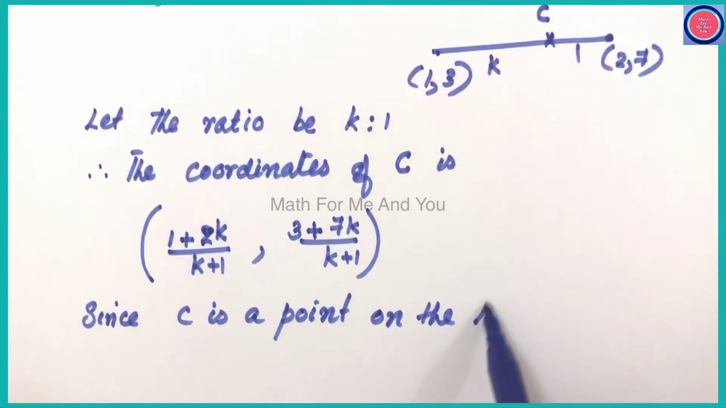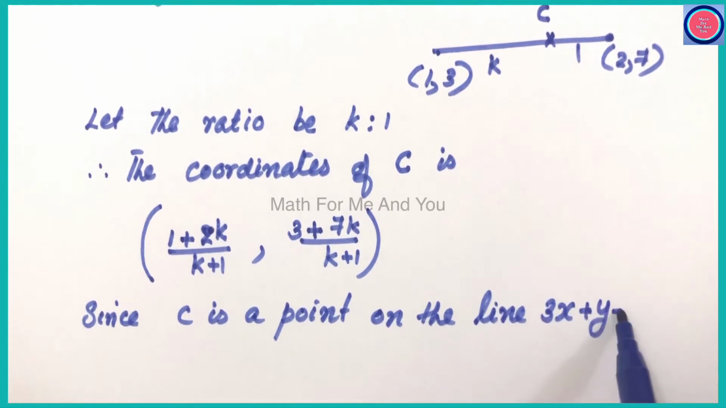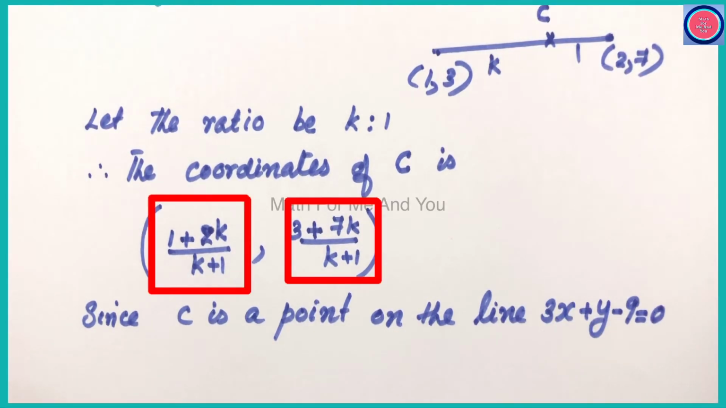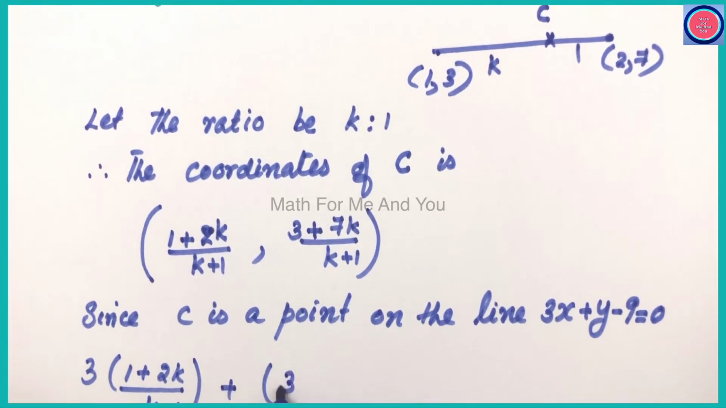C is a point on the line 3x plus y minus 9 equals 0. So what can we do? We can replace x and y by using the coordinates of C. In place of x, we can write 1 plus 2k over k plus 1. So the equation changes to 3 times 1 plus 2k over k plus 1 plus y changes to 3 plus 7k over k plus 1, because it is the y coordinate of C. Then minus 9 equals 0.